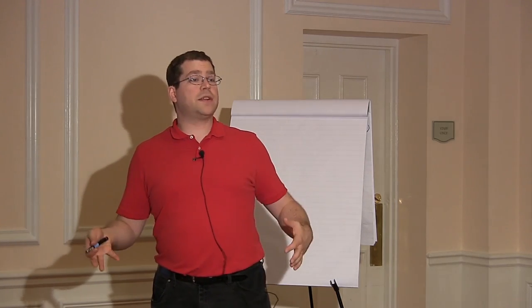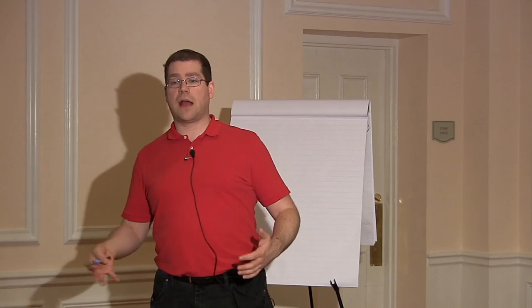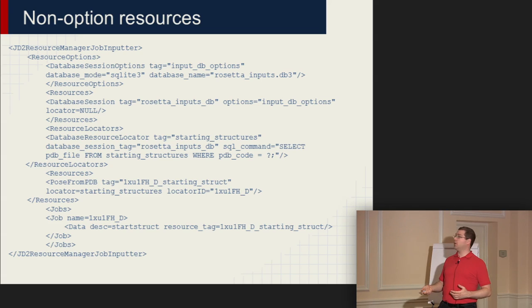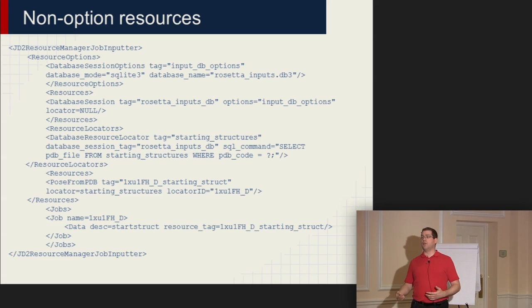So the resource manager doesn't just take care of options. You can also manage other more complex data types with the resource manager. And so here's a little more extensive example. Here you have resource options, so you can have options about how to set up the resources, and you can specify a particular resource. There are also resource locators to tell the resource manager where to find particular resources. And then when you specify the job, you can specify which particular resource you're pulling from. This example is set up such that you can take a particular starting structure and pull that starting structure out of a database format.